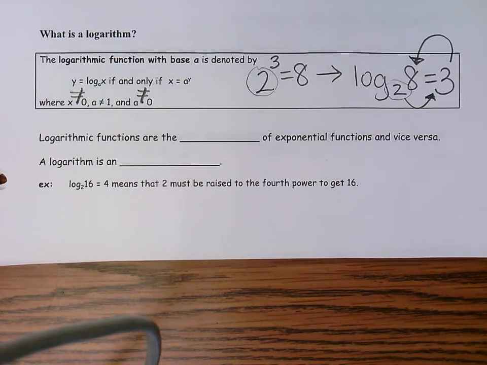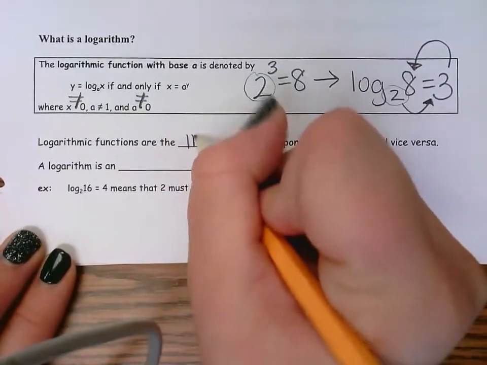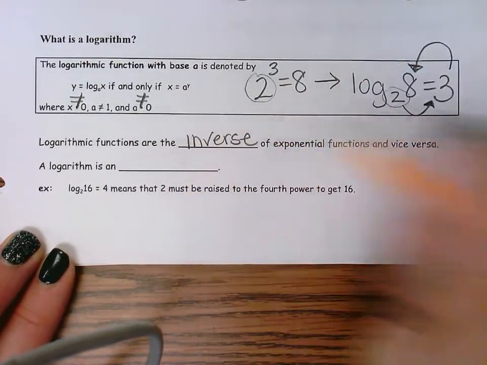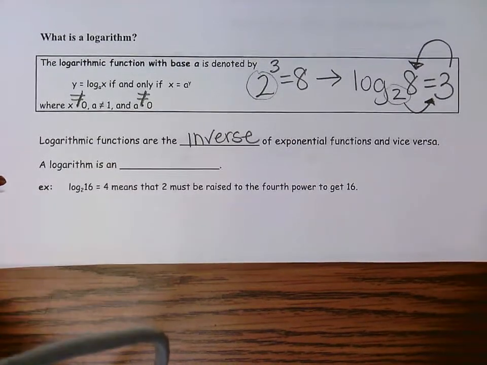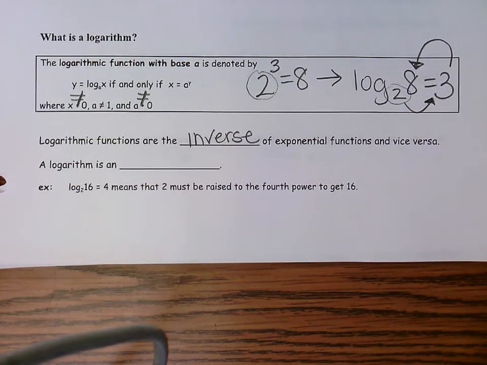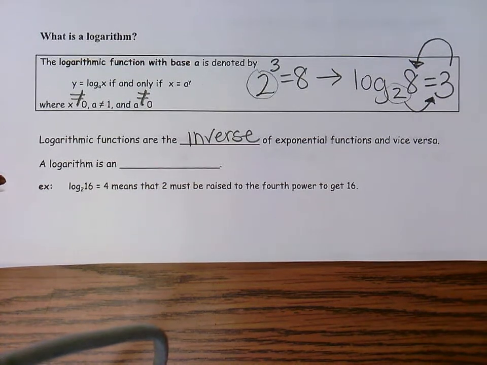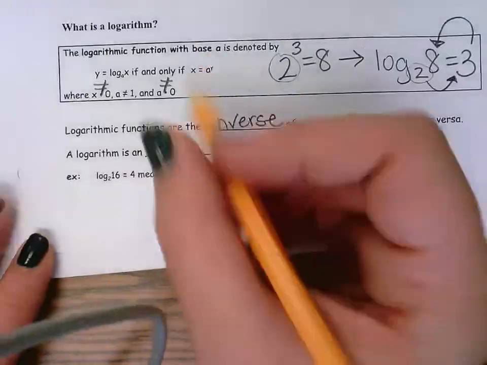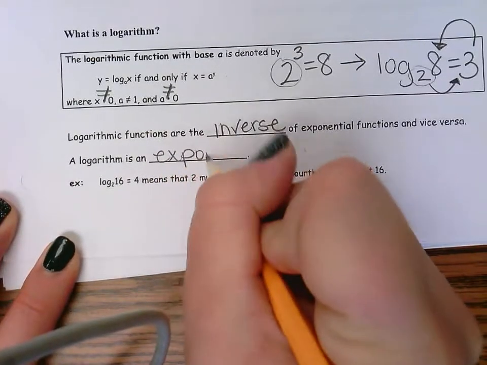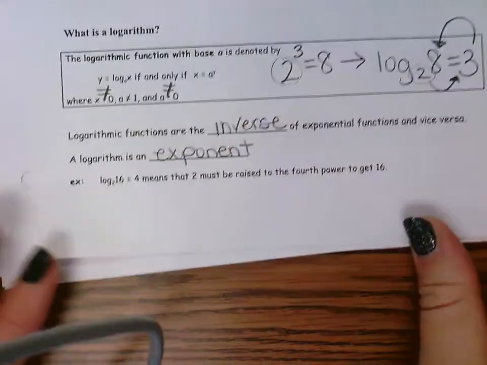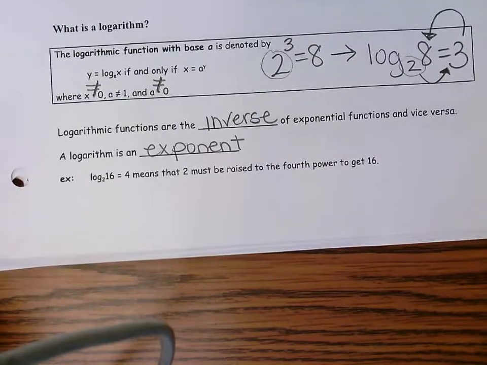So log functions are the inverse of exponential functions and vice versa. So just like you have addition and subtraction and multiplication with division, square root with x squared. Exponents up until this point don't have an inverse relationship, so log is that inverse relationship. So a logarithm is really just another way of writing an exponent. So logs and exponents go hand in hand.